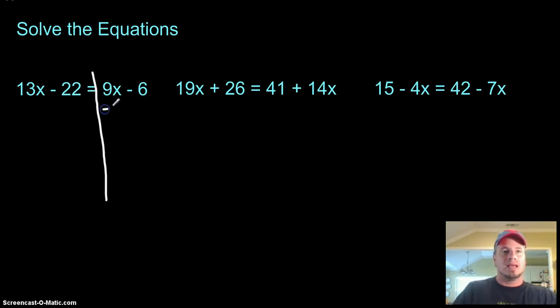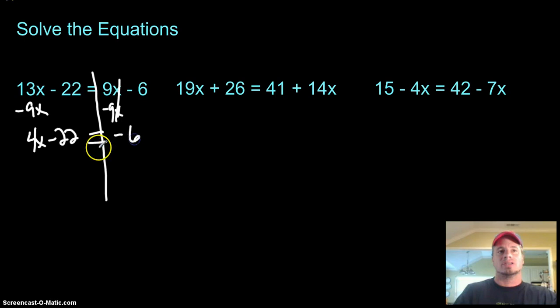I want to subtract 9x from both sides. When I subtract 9x from both sides, 13 minus 9 is 4, so that is 4x minus 22. And that's going to equal, what do we have left over here? Negative 6. Two-step equation. We know how to do this.